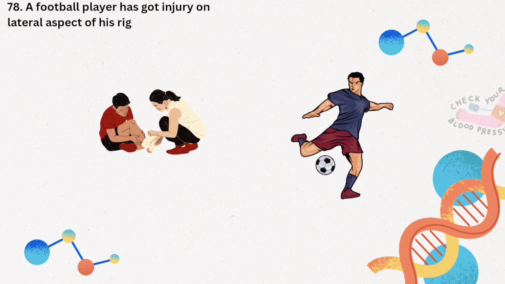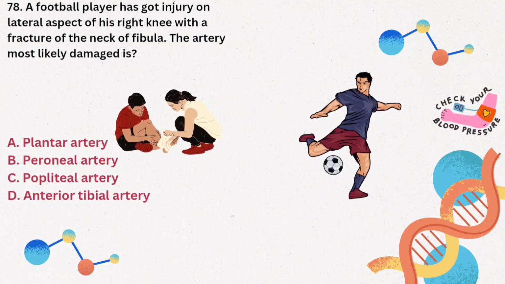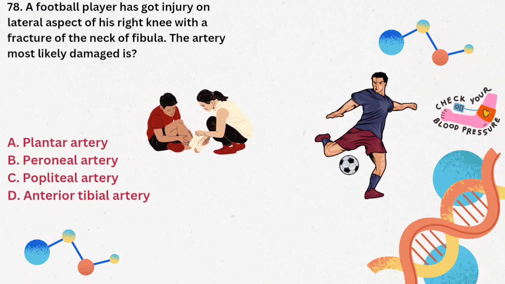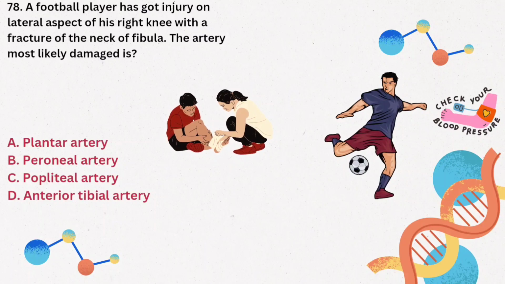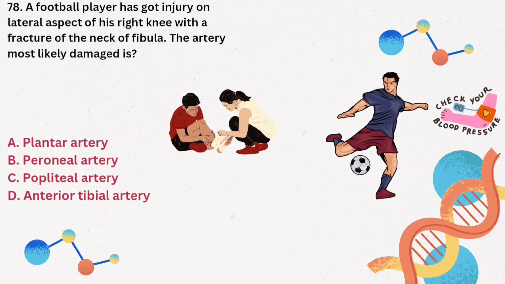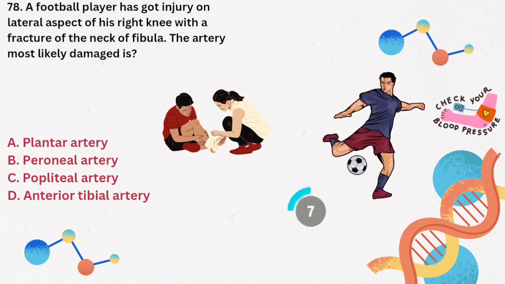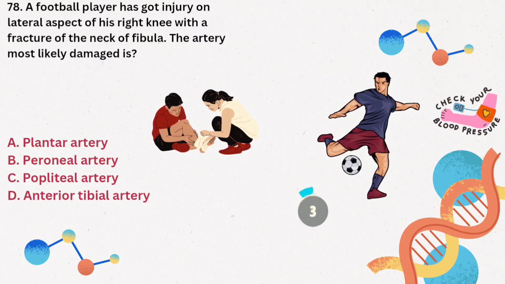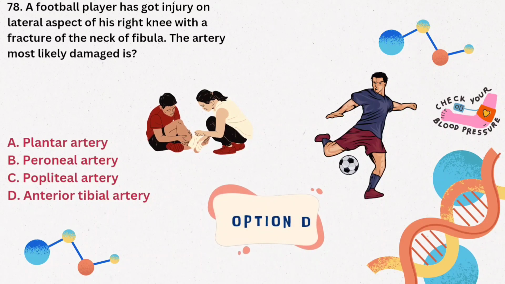A football player has an injury on the lateral aspect of his right knee with a fracture of the neck of the fibula. The artery most likely damaged is A. Plantar artery. B. Peroneal artery. C. Popliteal artery. D. Anterior tibial artery. Option D is the right answer.